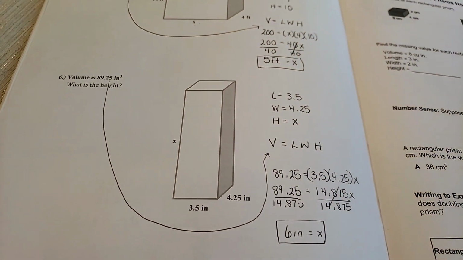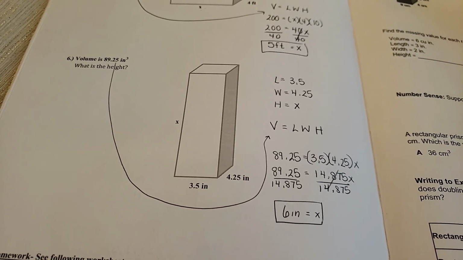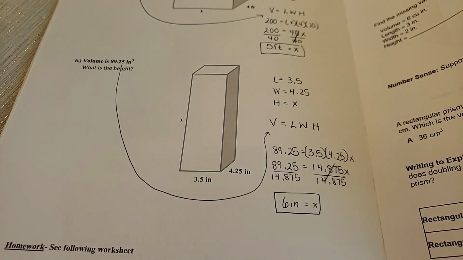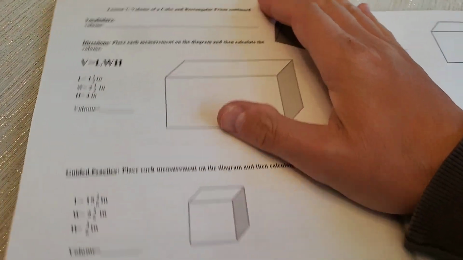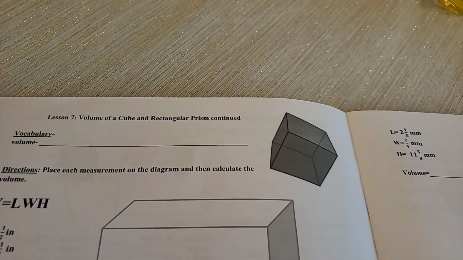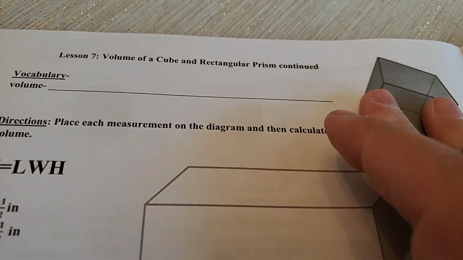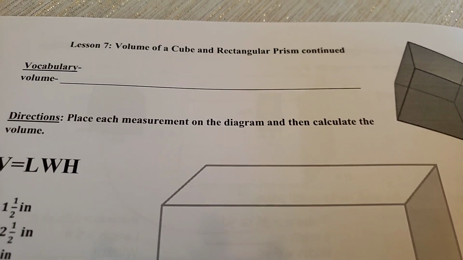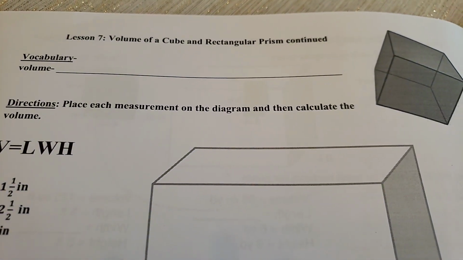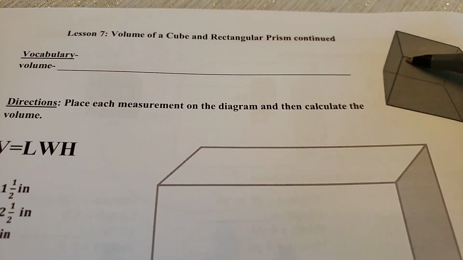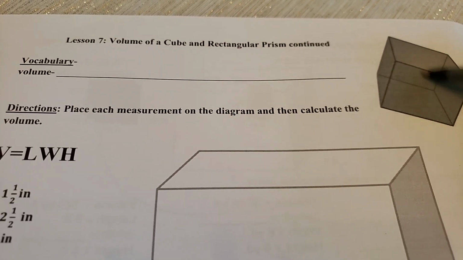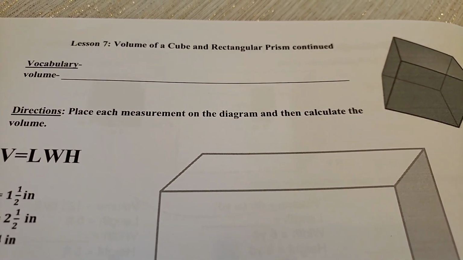Okay. So today we're going to do a little of the same, but a little different. Let's head over to lesson 7, volume of a cube and rectangular prism. All right, so we've been doing this. Again, remember, volume is the amount of space an object takes up. It's the interior side, the internal side.